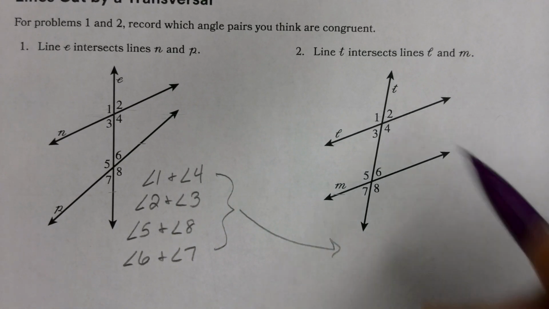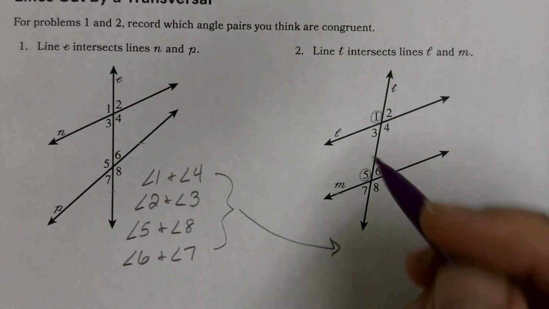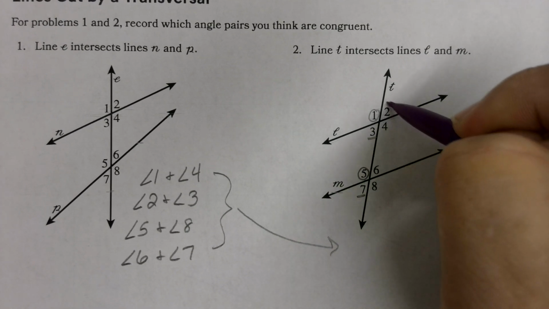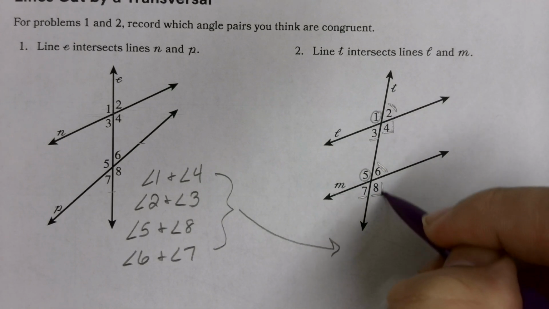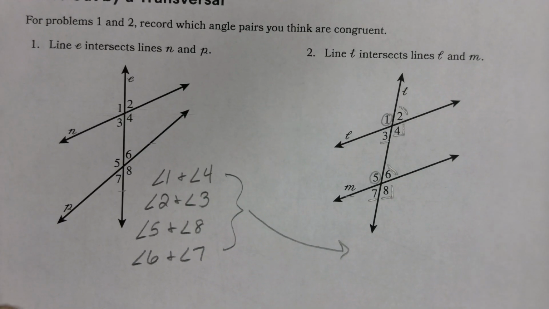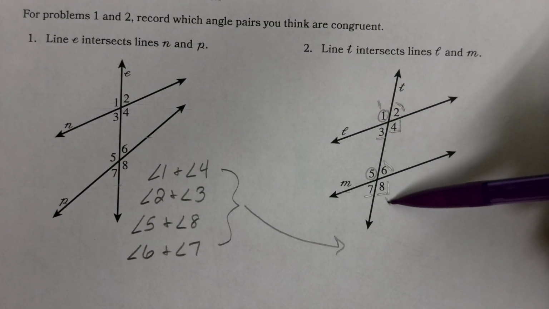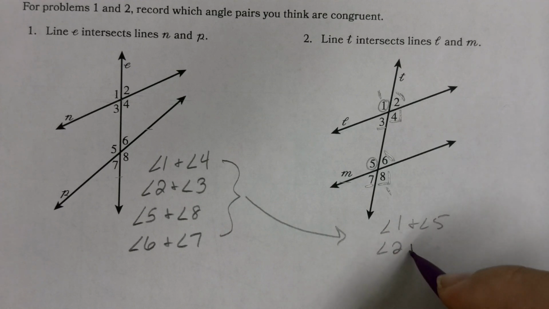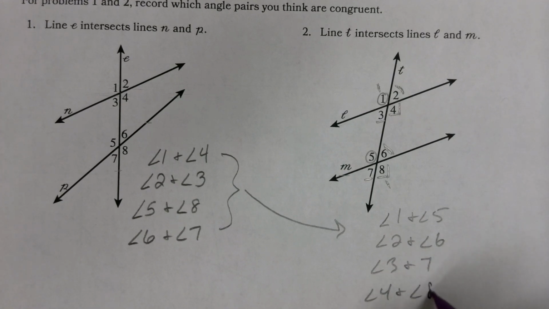We have some more. Angle 1 and angle 5 are congruent. Angle 3 and angle 7 are congruent. Angle 2 and angle 6, and angle 4 and angle 8 are congruent. That is because they're a specific kind of angle. So we said 1 and 5, 2 and 6, 3 and 7, 4 and 8.